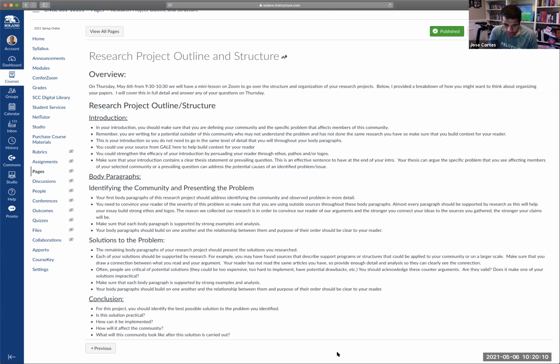So how do you think it could be implemented? Once it's implemented, or as it's implemented, how will it affect the community? Why should we implement this? And then finally, maybe to help with your final analysis, your conclusion, that final takeaway, what will the community look like after this solution is carried out?